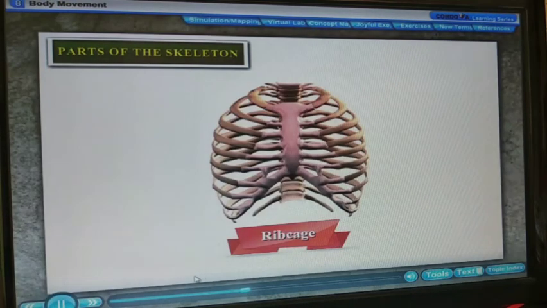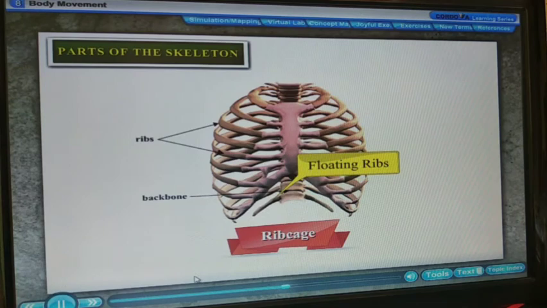Ribcage. There are 12 pairs of thin and curved bones called the ribs. These bones form a rib cage, which protects the heart and the lungs. All the 12 pairs of the ribs are joined with the backbone at the back, and the first 10 pairs are joined with the chest bone in the front. The last 2 pairs of ribs are free at the front end and are called floating ribs.